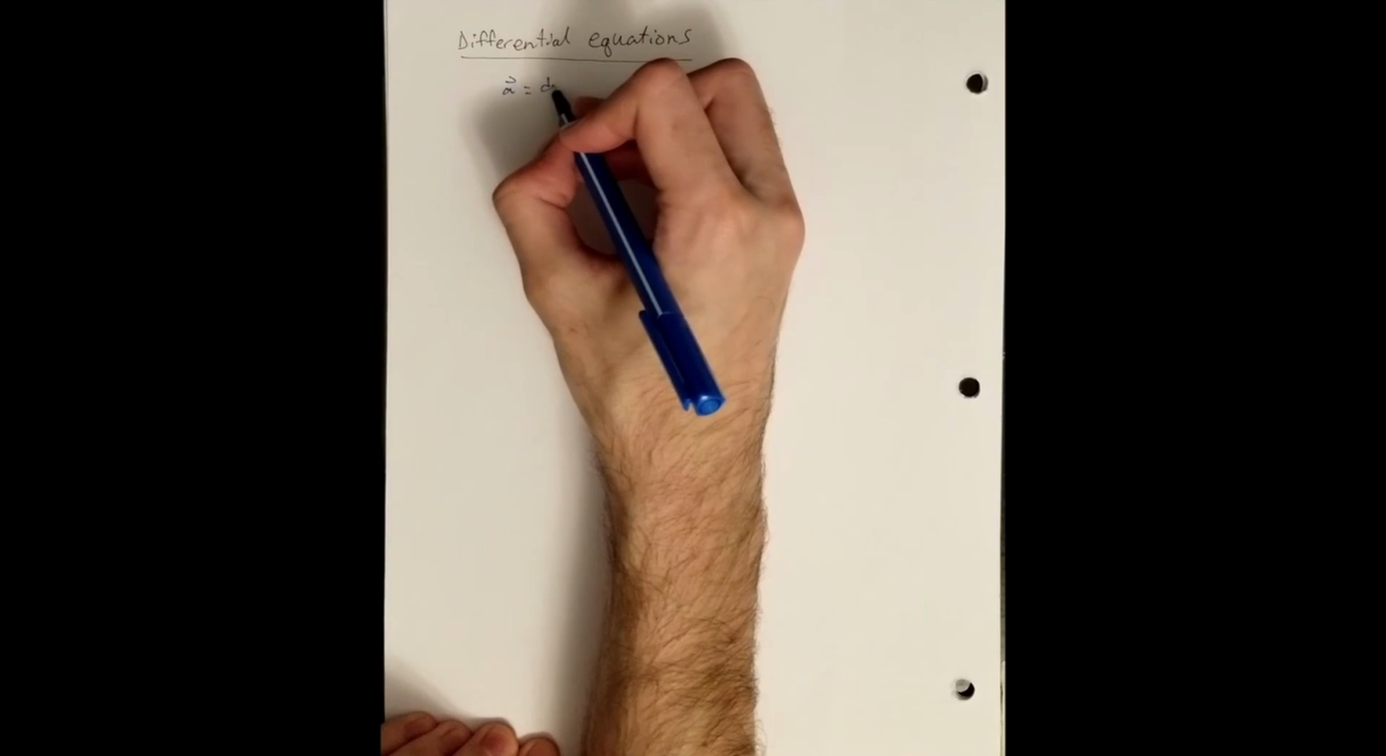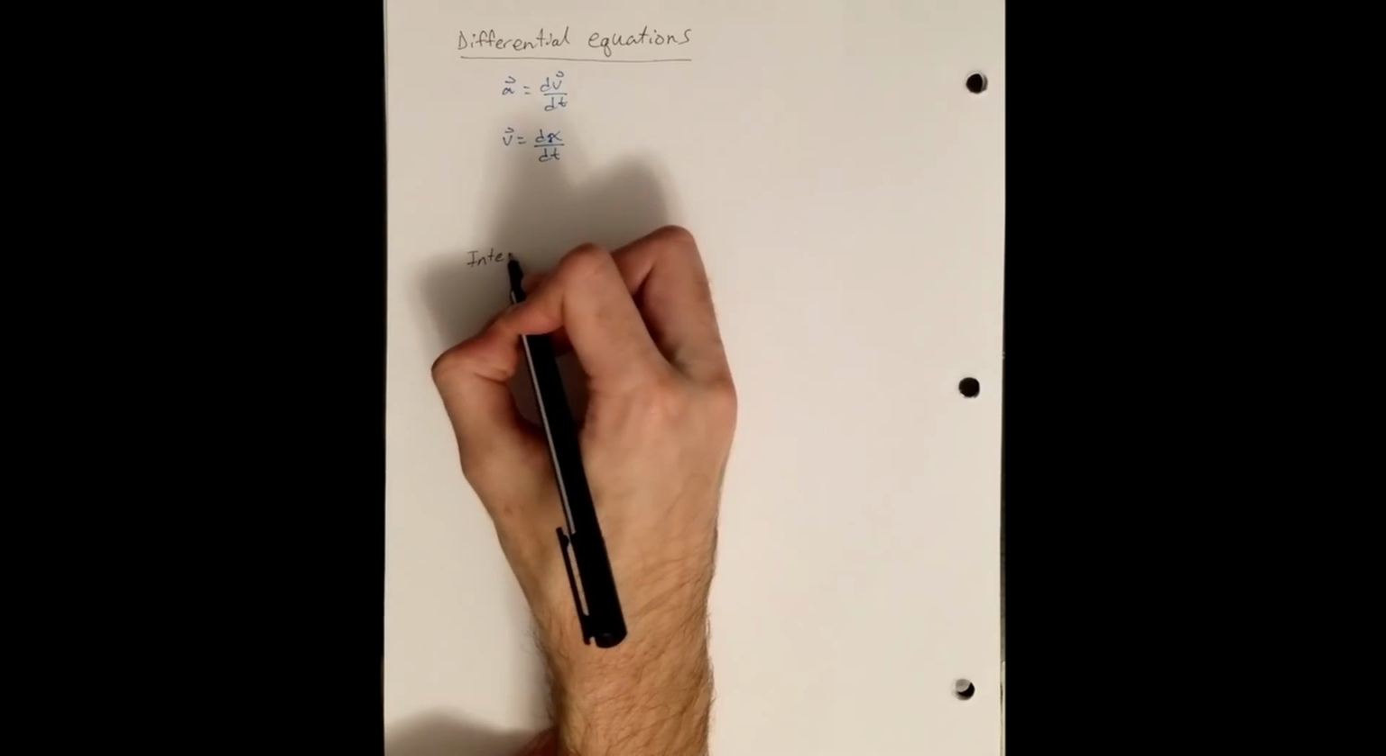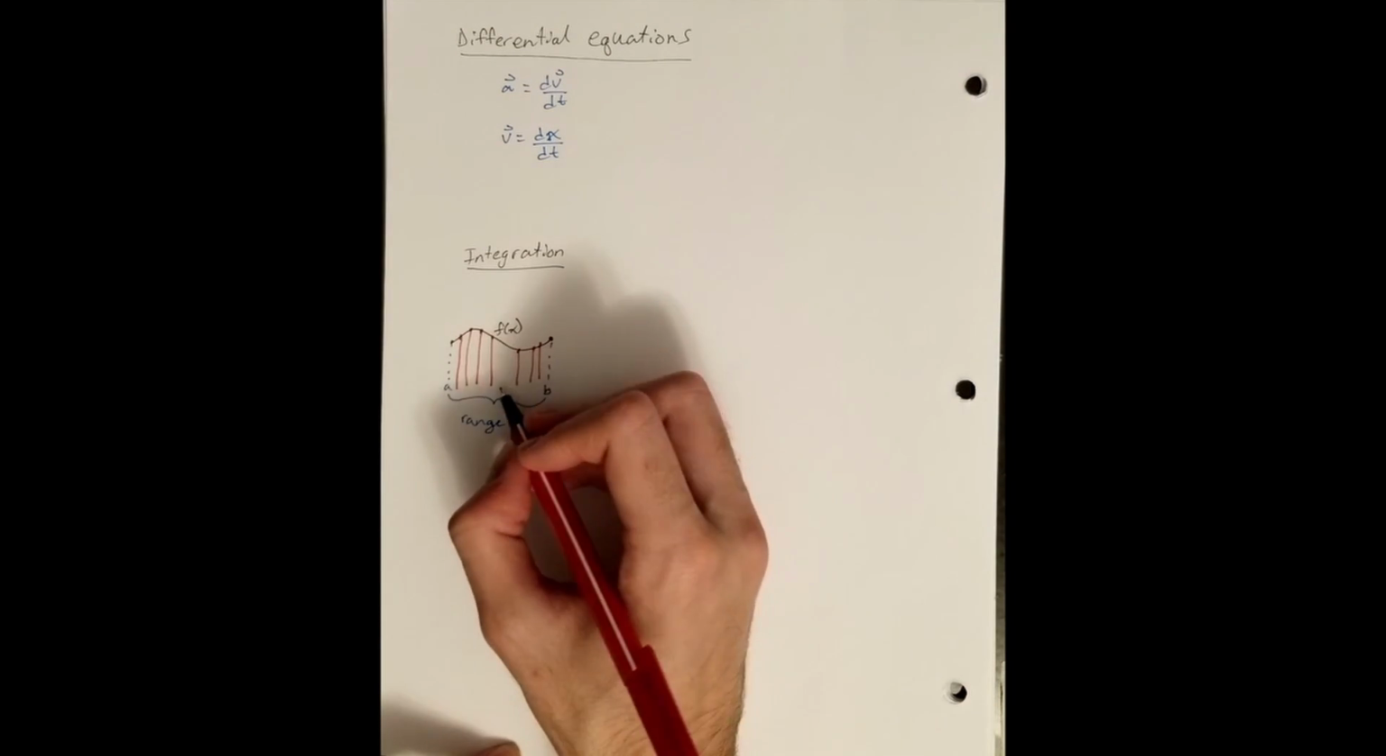Differentiation and differential equations describe how a function changes with respect to some quantity. For example, acceleration is the derivative of velocity with respect to time, and velocity is the derivative of position with respect to time. Integrals, for the purpose of this video, are effectively a way to sum infinitely many samples of a function over some range.